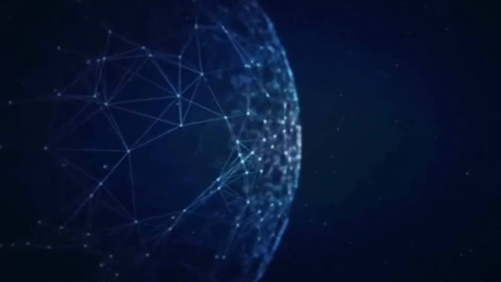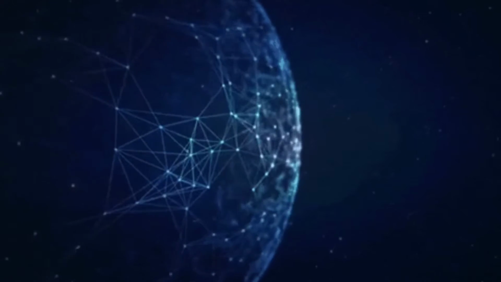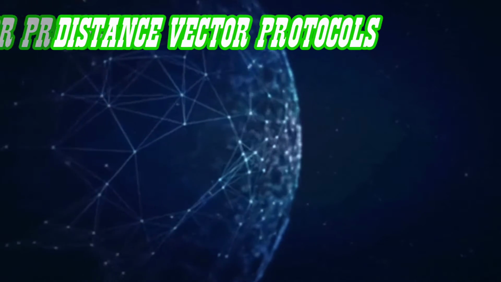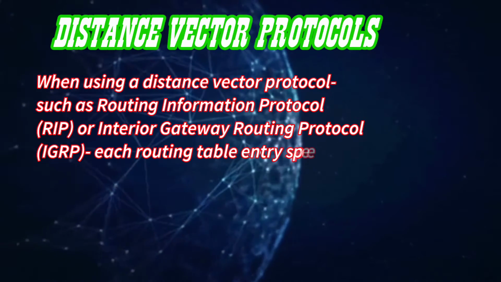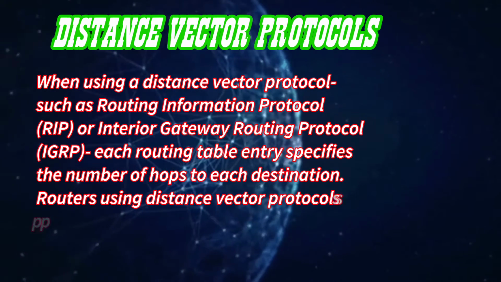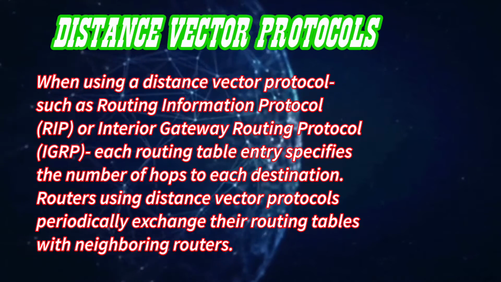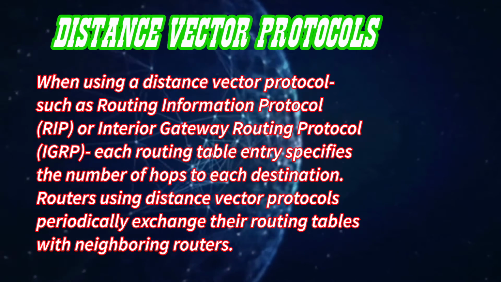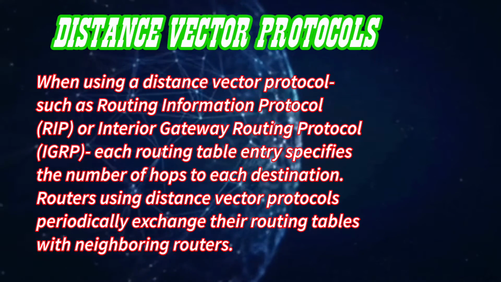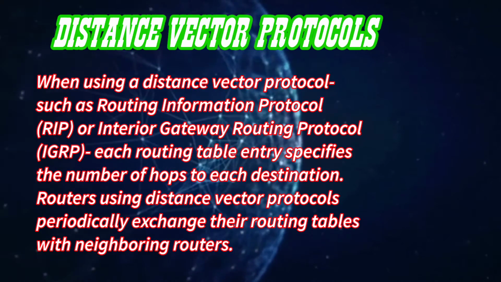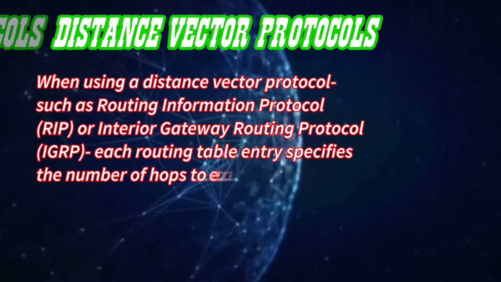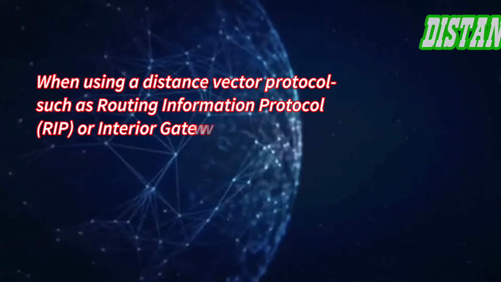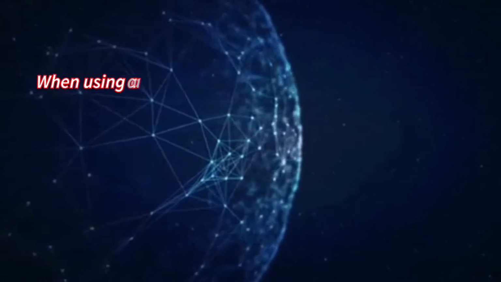Each entry specifies which network connection to use to send out a received packet. Here are some types of dynamic routing. First is the distance vector protocols. When using a distance vector protocol, such as Routing Information Protocol or RIP, or Interior Gateway Routing Protocol or IGRP, each routing table entry specifies the number of hops to each destination. Routers using distance vector protocols periodically exchange their routing tables with neighboring routers.